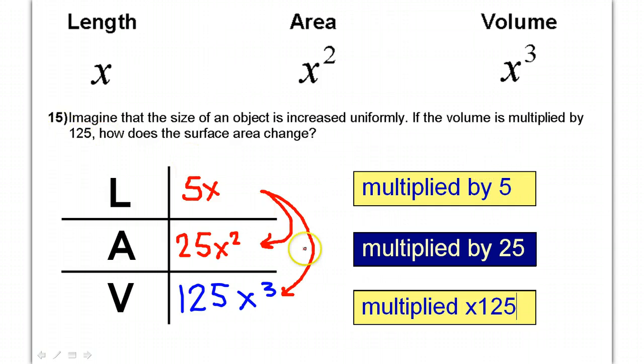Okay? But that's the one that we were given. That's why I say of course. And again, only this one that I have here in blue is the answer to the question. Because the actual question said, how does the surface area change? The surface area must have been multiplied by 25. That's the answer to the question. Okay?